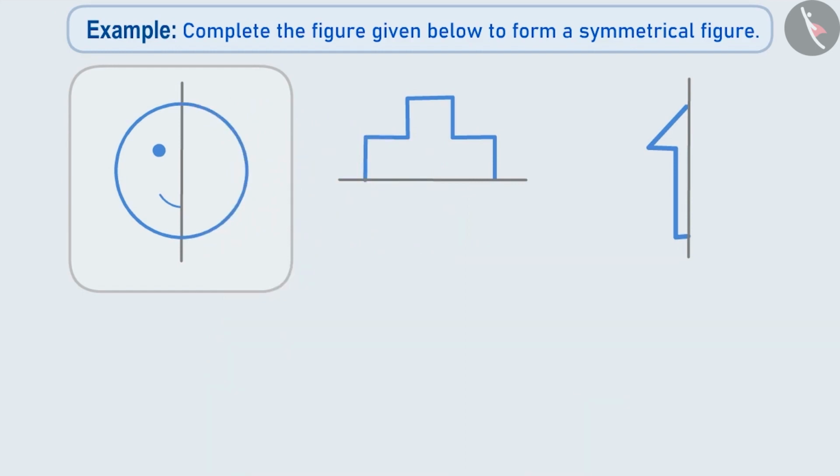Similarly, we see that there is also a small circle here. Let us also make a reflection of this. Then we will draw a reflection of this curved line. The shape has now been completed. As you can see, it is a symmetrical figure. Now let's talk about the second figure.